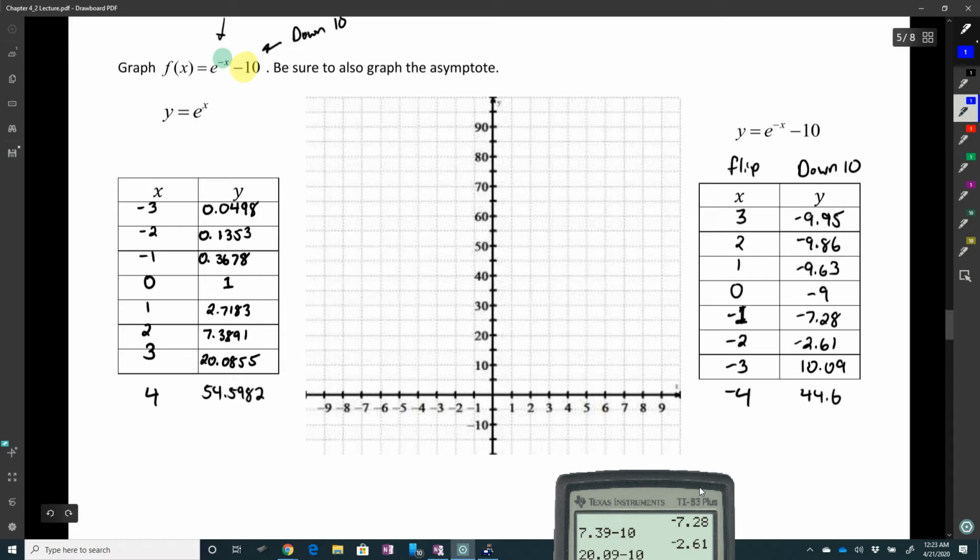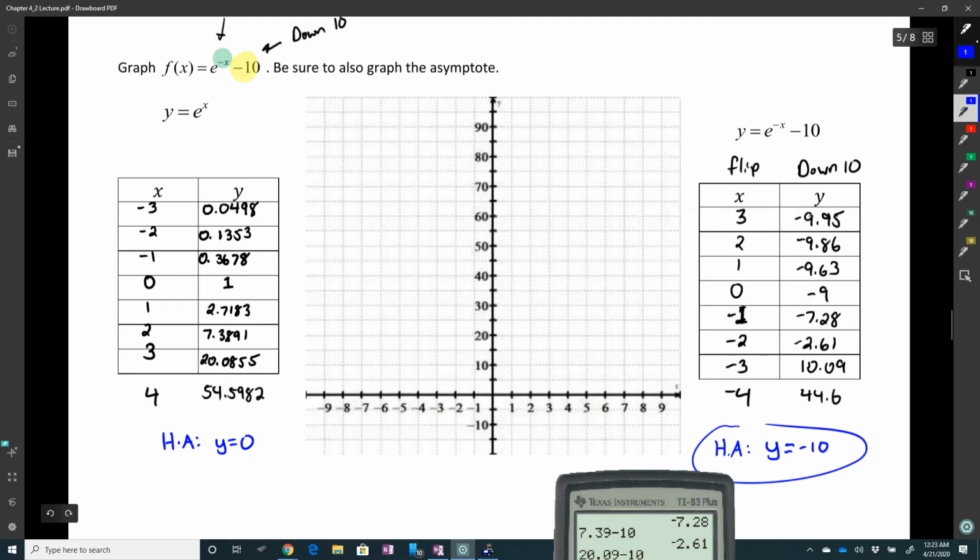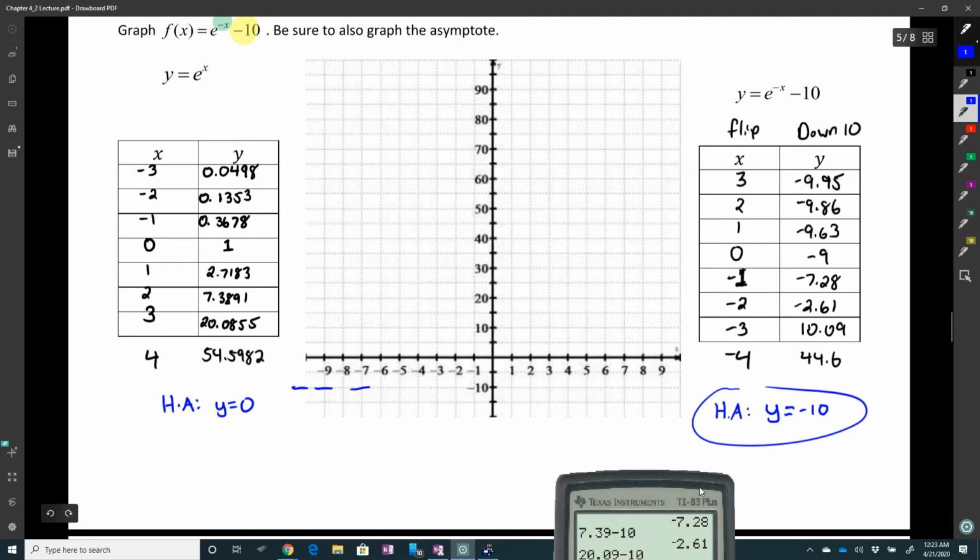Now here, the horizontal asymptote, again, by default, is y equals 0. But since I went down 10, my horizontal asymptote is y equals -10. So at -10, I have my horizontal asymptote. And let's see if we can plot our graph. At 3, about -10. And everything from 3 onward pretty much is going to look like it's right on the line.